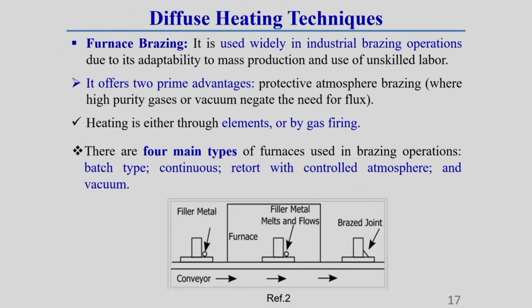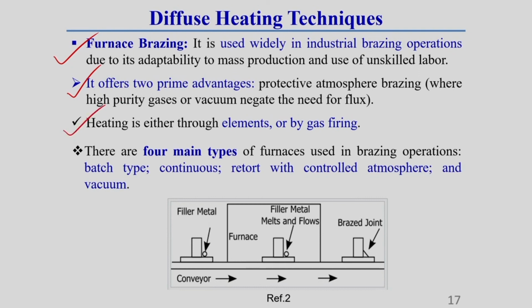Now, diffusion types of heating techniques can be furnace brazing. Furnace brazing is a very popular brazing technique. It is generally used in industrial brazing operations because it has very high adaptability to mass production, and less skilled labor is required. It offers two prime advantages. Furnace brazing is done in a protective atmosphere, with high purity gases or vacuum, which negates the need for flux. So, here we can eliminate flux, or avoid the use of flux.